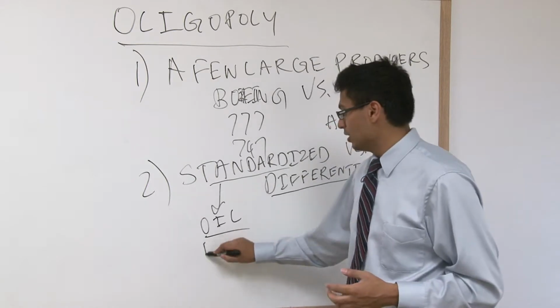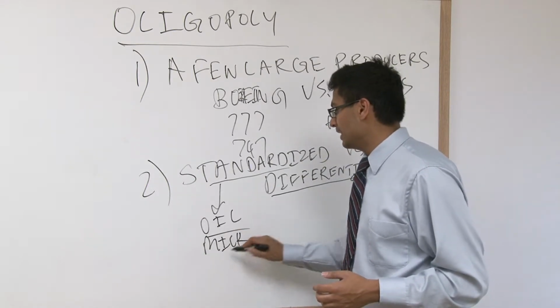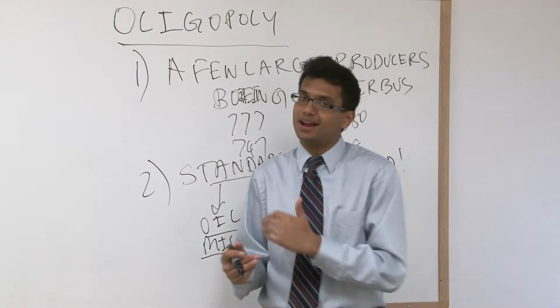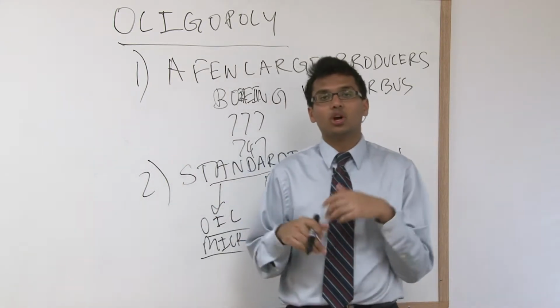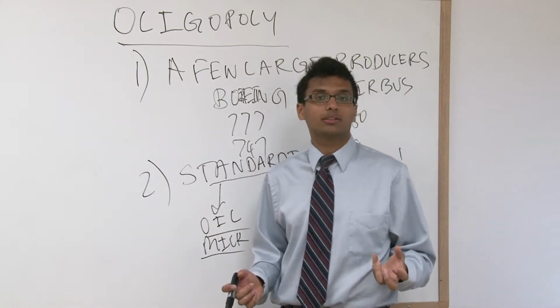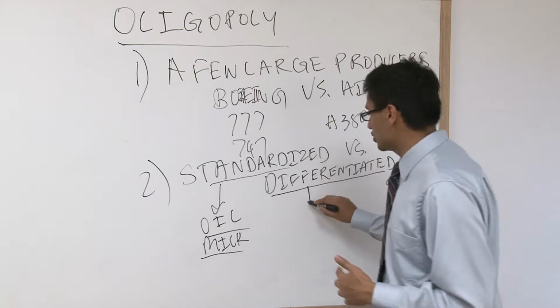Same with another product. Let's take milk. Yes, there's chocolate milk, soy milk, all sorts, but let's talk about regular milk. There's not much of a taste difference. People try to differentiate themselves even in milk, but for the most part, it's a pretty standardized product. But now let's talk about a differentiated product.